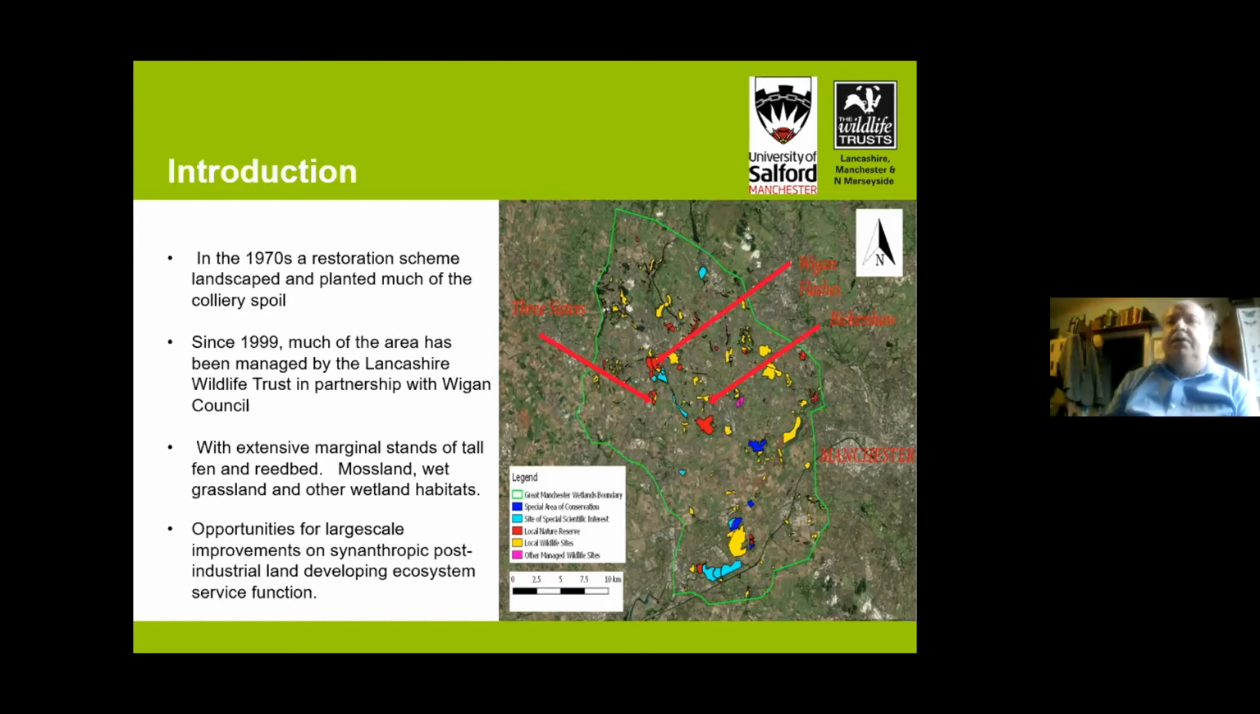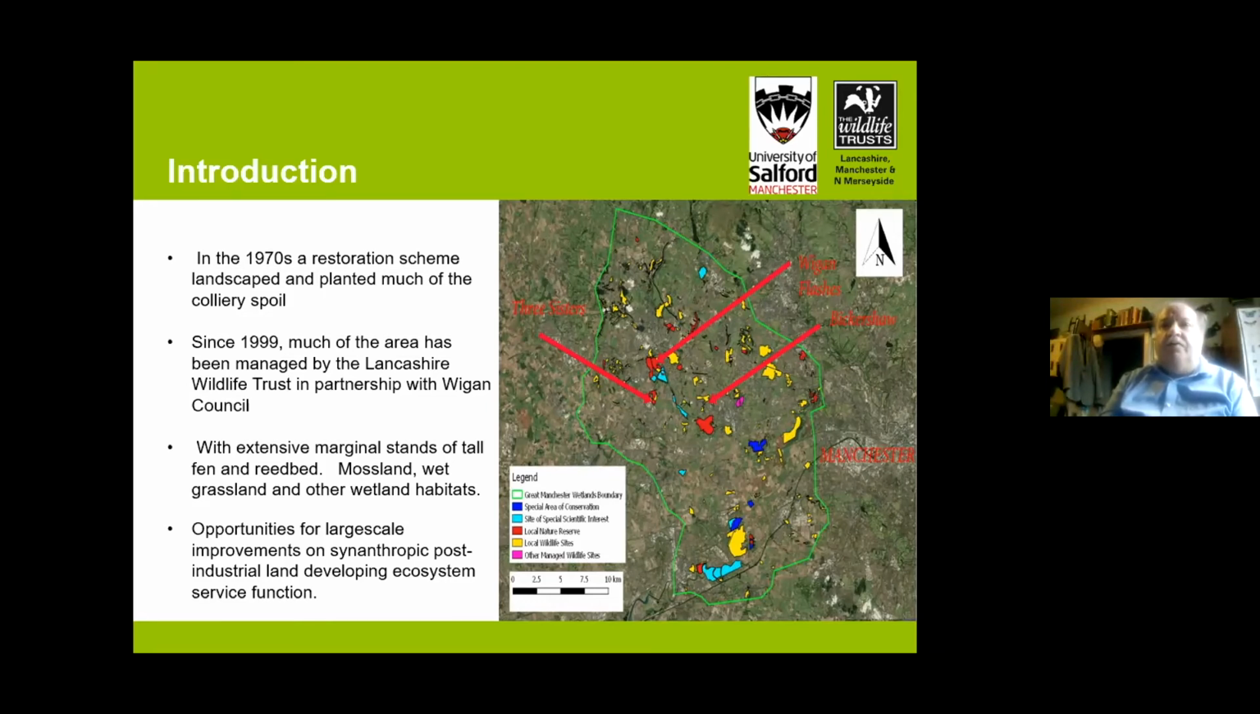And it's really well known for its extensive stands of tall fen and reed bed. There are areas of mossland and wet grassland and other sort of wetland habitats as well, and wet woodland, which is really important for a species of bird called the willow tit, of which the UK has an endemic subspecies that actually behaves differently to the ones in the rest of Europe, which tend to live in more montane conditions. Ours like lowland swamps, just to be different, I guess. So they are quite unique.